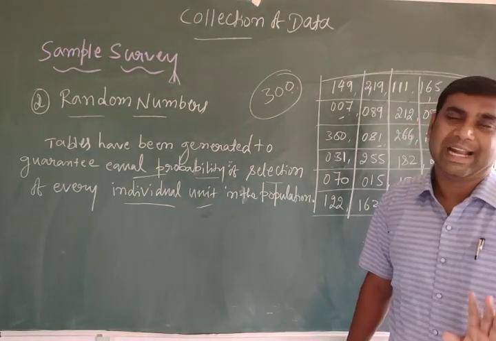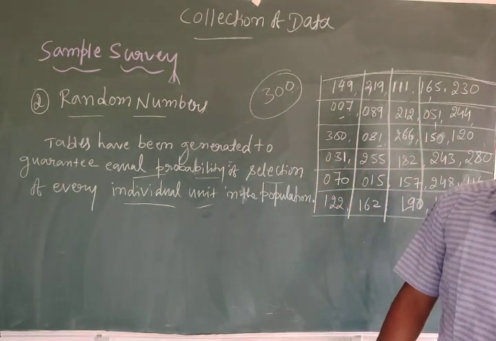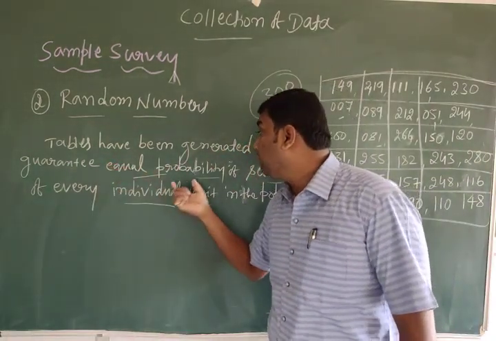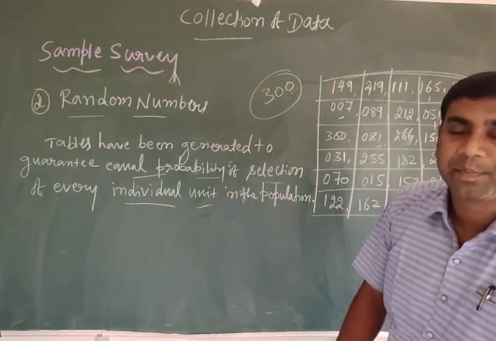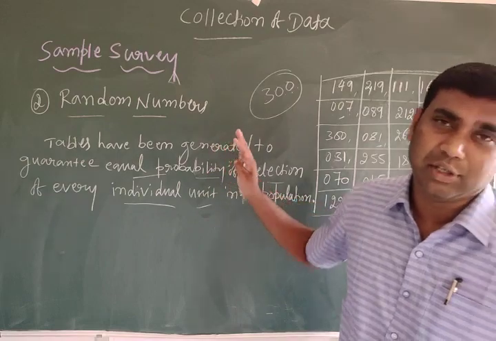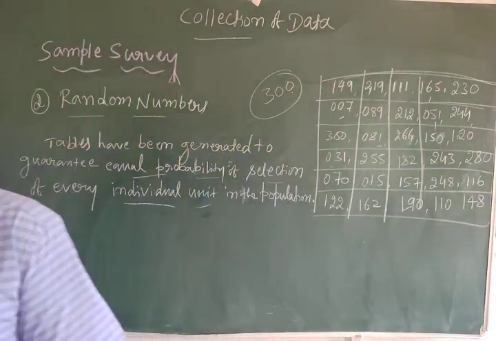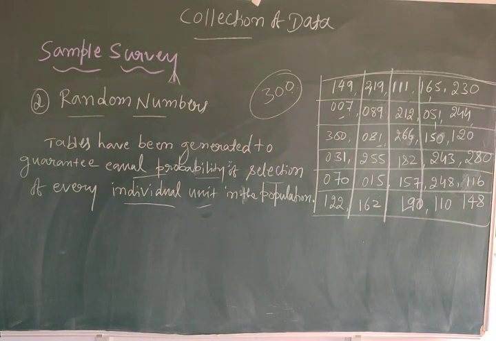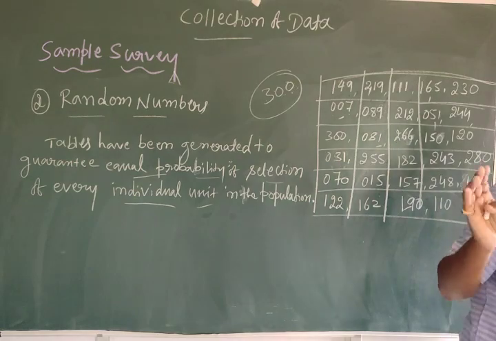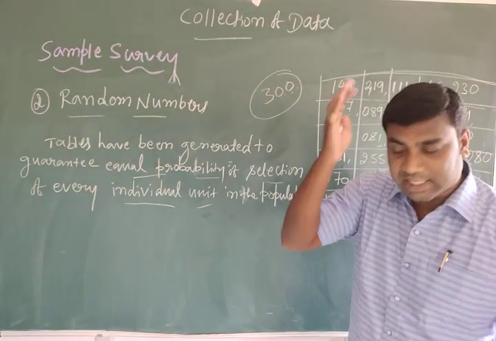Under the random numbers, these are all random numbers. Random number tables have been generated to guarantee equal probability, the chance of selection of every individual unit. Here we are using a three-digit serial number. If the number is more than 300, we have to skip that.